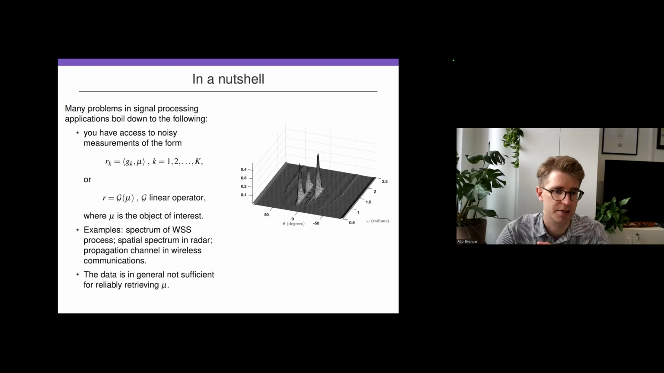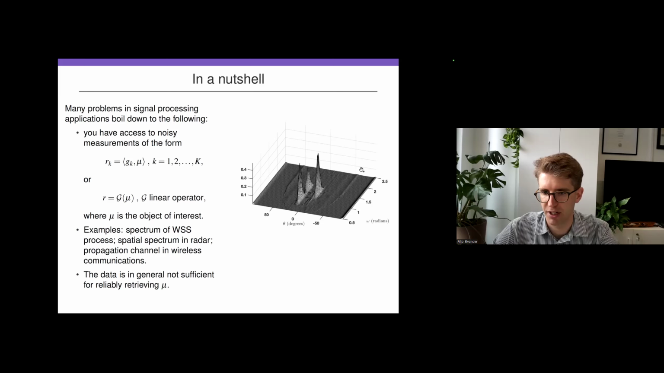So what could this be? Well, mu here is often the spectrum of wide sense stationary stochastic processes. So it could be, for example, electrocardiogram signals, sound signals, you name it. But it can also be more related to spatial distributions of power. So this could correspond to mass distributions over space corresponding to the backscatter that you would get from radar signals when measured on an array, for example. Similar things also happen in wireless communications. We look at the propagation channel and so on.